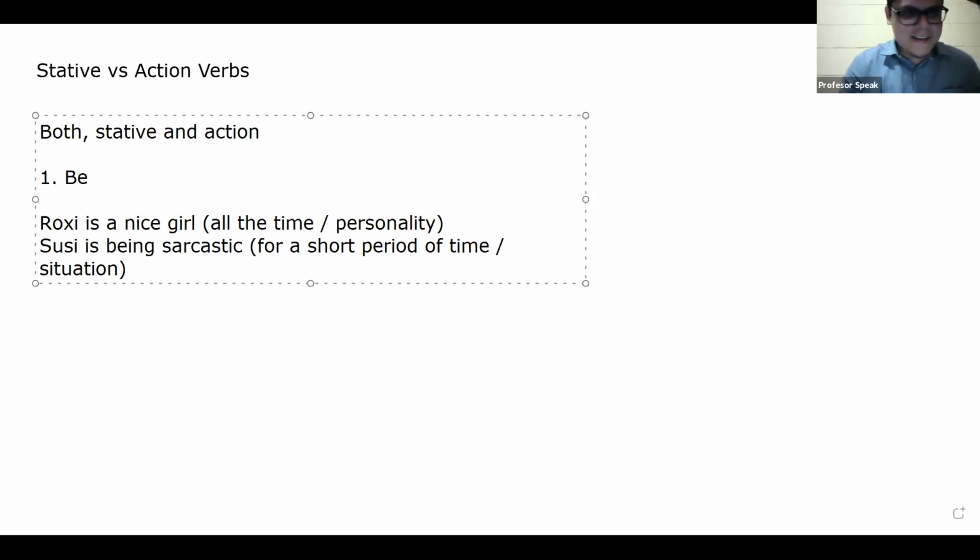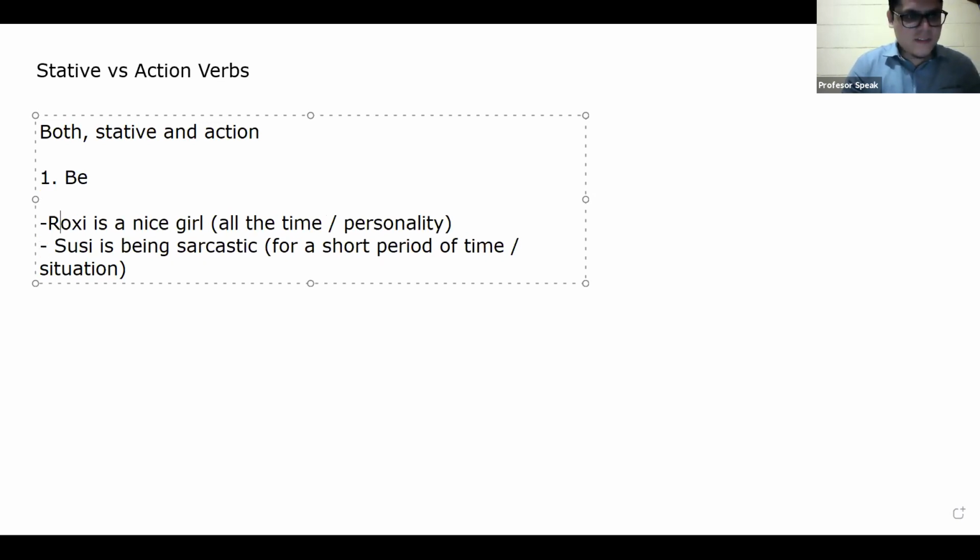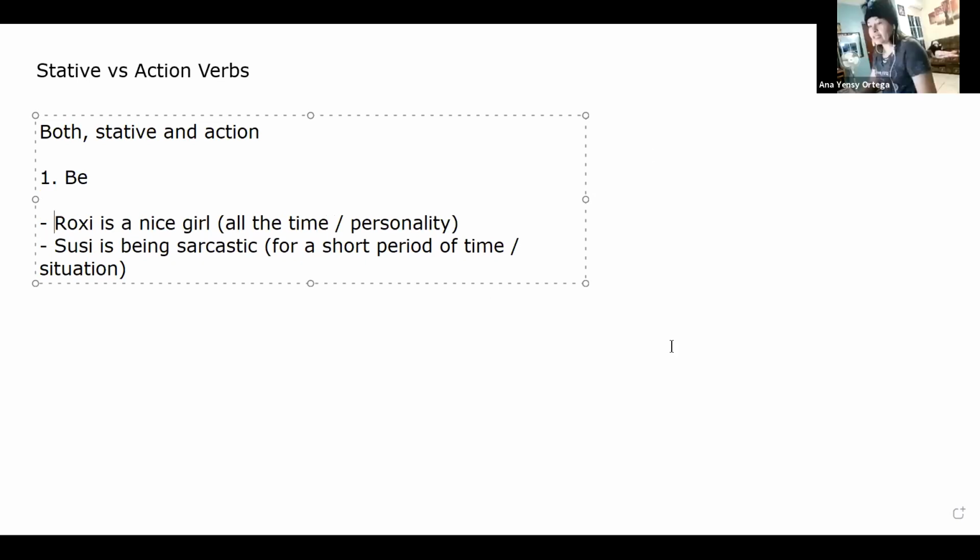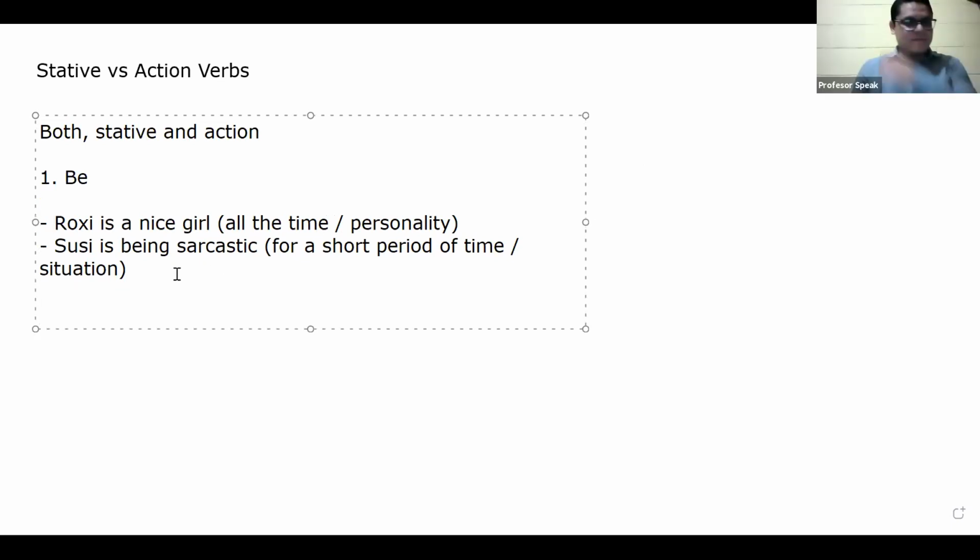Do you understand the difference? Do you understand the difference, guys? Yes. Yes. Okay. What about the rest? Do you understand the difference, Susie? Do you understand the difference? Yes. Okay. All right.